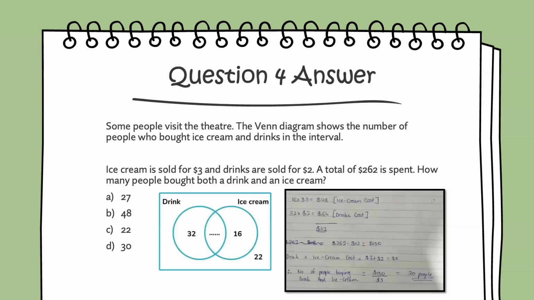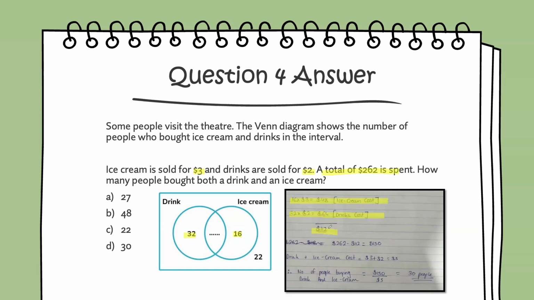Okay, so what I've done here is that we know we have 16 people that have bought ice cream. And remember that the cost of ice cream is $3. So that means that the total amount of money that was spent on just ice cream is $48. Okay, we do the same thing for a drink. We've got 32 people buying a drink and they're sold for $2 each. So that means that the total amount of money that's spent on just drinks is $64. Okay, we add that up, we get a total of $112.